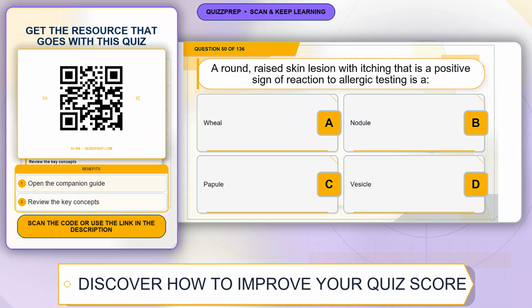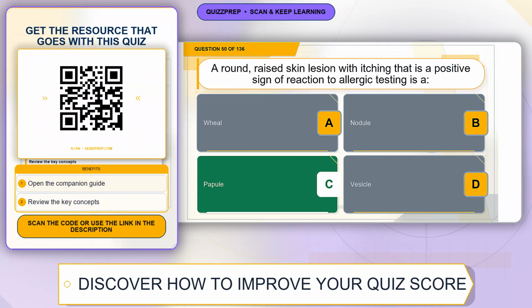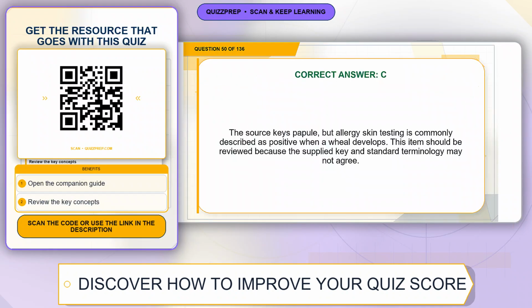Question 50. A round, raised skin lesion with itching that is a positive sign of reaction to allergic testing is: Option A, wheal. Option B, nodule. Option C, papule. Option D, vesicle. The correct answer is option C, papule. Explanation. The source keys papule, but allergy skin testing is commonly described as positive when a wheal develops. This item should be reviewed because the supplied key and standard terminology may not agree.